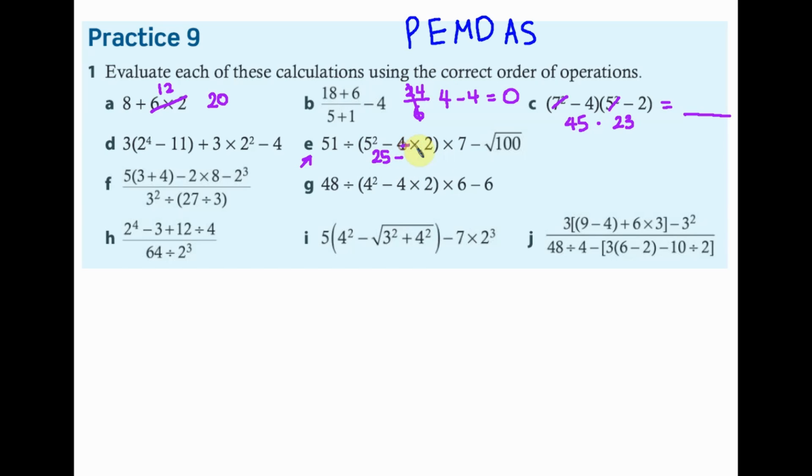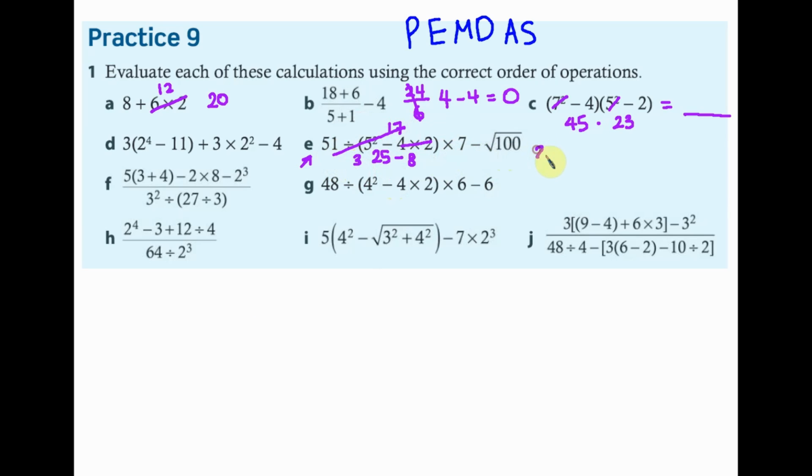But 4 times 2, I get 8. 25 minus 8 is 17. 51 divided by 17. The reason I'm doing the division first is because it's on the left. So before you perform the multiplication, let's see if I can reduce the number this time. 51 divided by 17, I should get 3, and then 3 times 7 is 21.